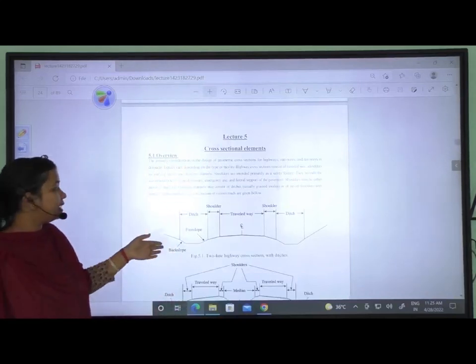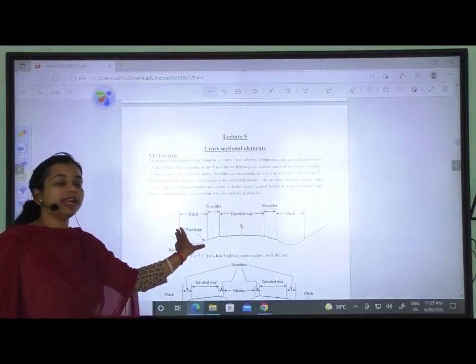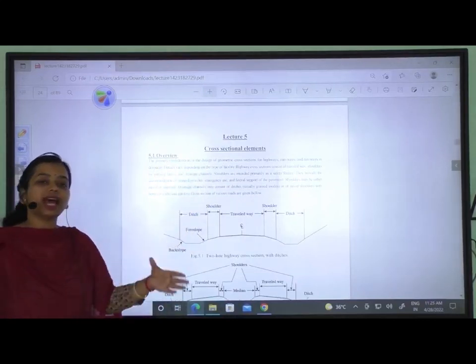So here that means the cross-sectional element. Here you can easily see that is back slope, fore slope. It is meant by ditch. Ditch means a side way.